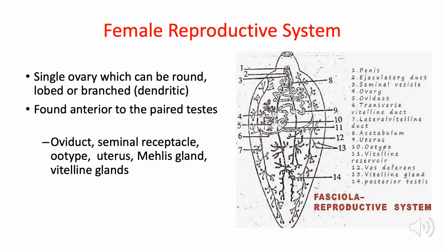In terms of their female reproductive parts, these worms have a single ovary. And the ovary is most of the time found anterior to the testis. And just like the testis, the ovary can be globular or round, can be branched or lobulated.